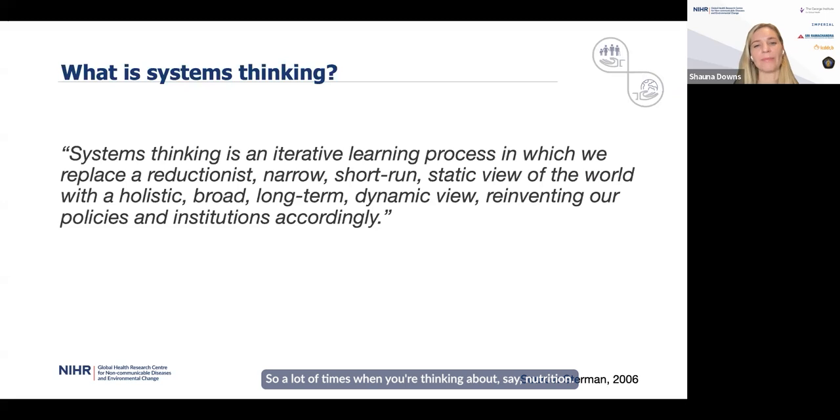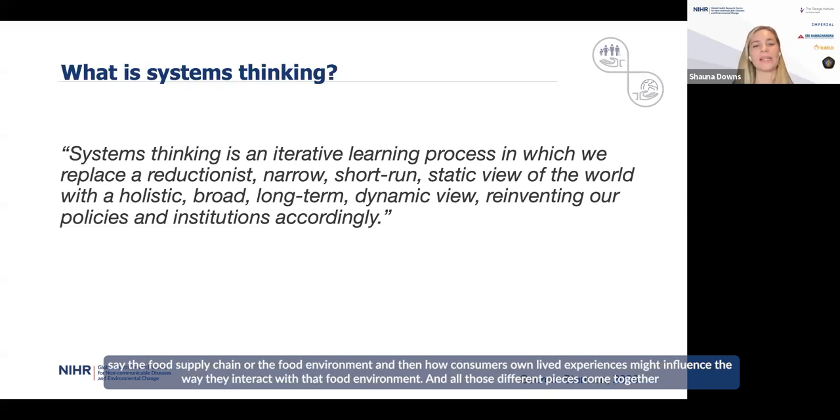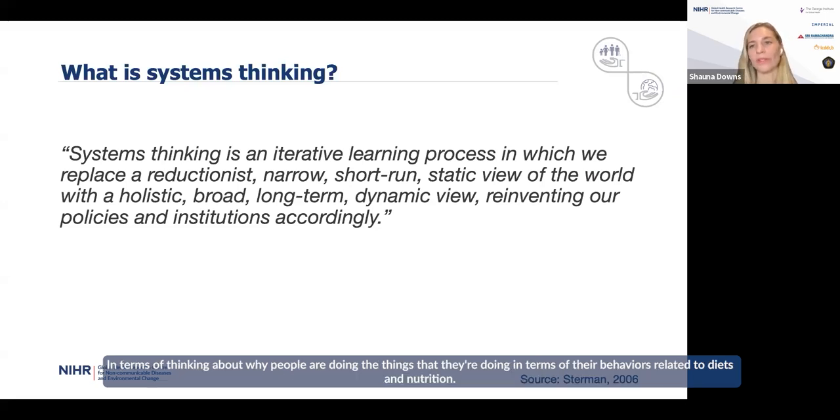A lot of times when you're thinking about, say, nutrition problems that you might see in a given context, you might just think about, what are the immediate causes of that nutrition problem? And when you're thinking about systems, you broaden it out and think about, say, the food system drivers, how they might influence the food supply chain or the food environment, and then how consumers' own lived experiences might influence the way they interact with that food environment. And all those different pieces come together in thinking about why people are doing the things that they're doing in terms of their behaviors related to diets and nutrition.